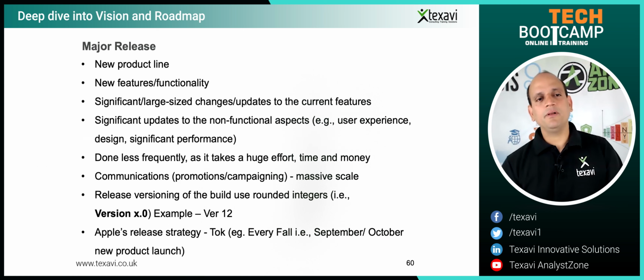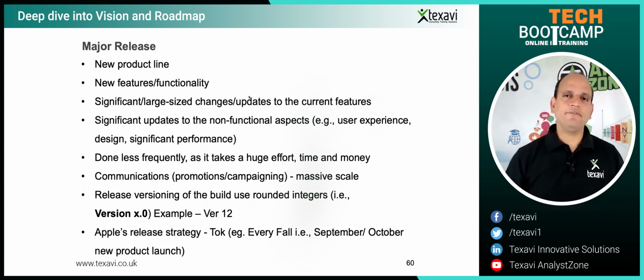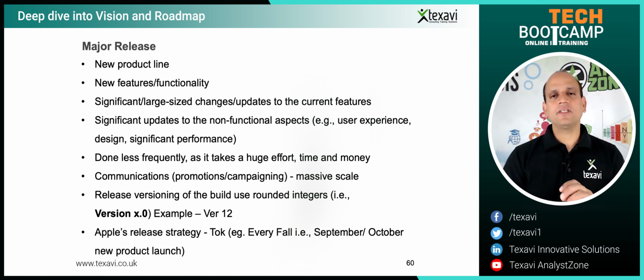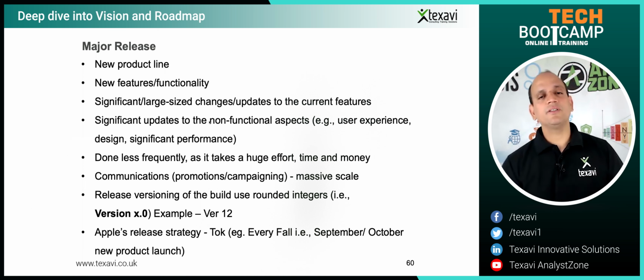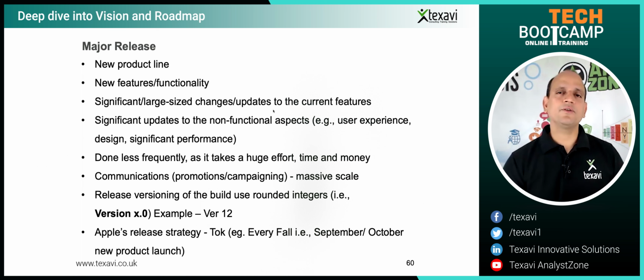Compare that to a major release. It's a completely new product line, for example, launching the iPad, or iPad with pencil, the stylus, or something like the Apple Watch or Samsung Gear. It's a completely new product line from what we had seen so far. So that's a major release. It has new features, completely new functionality which was not there, and very significant, large changes or updates to current features. For example, going from fingerprint biometric to Face ID is a huge change technologically and a huge shift from the customer and user experience point of view.